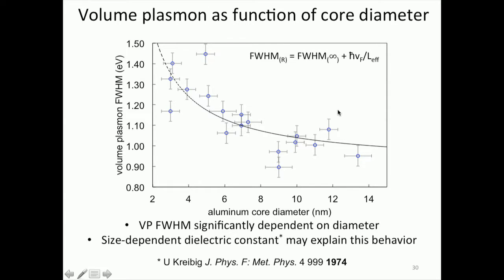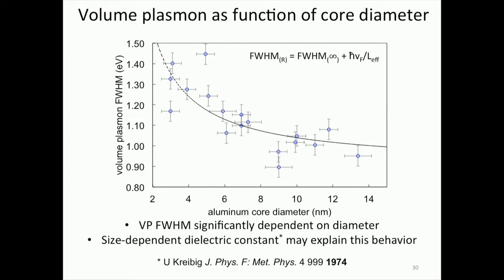And one way to model that is that we use a size-dependent dielectric constant to explain this behavior. And by using this size-dependent dielectric constant outlined in this paper here, we have a standard formula on plasmonics. So you have the full width at half maximum as a function of radius, which depends on the full width at half maximum at the bulk, plus an extra factor that depends on the effective electron mean free path.